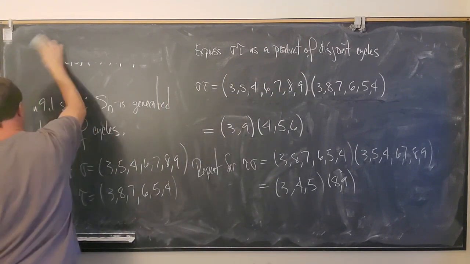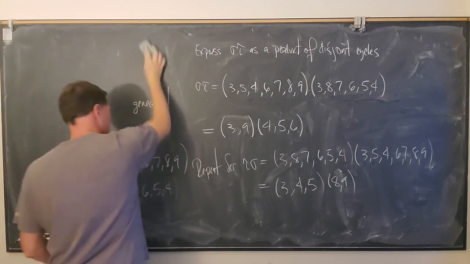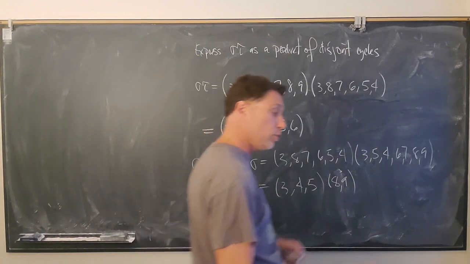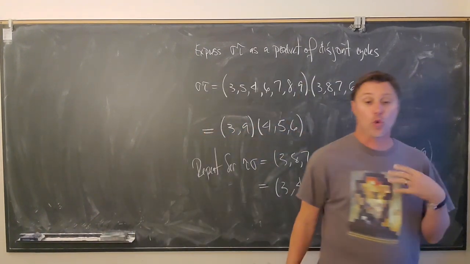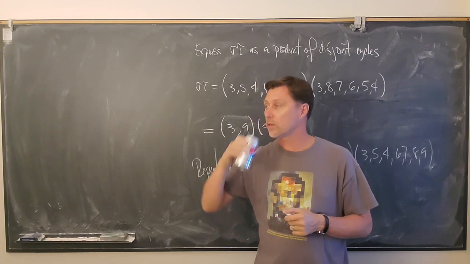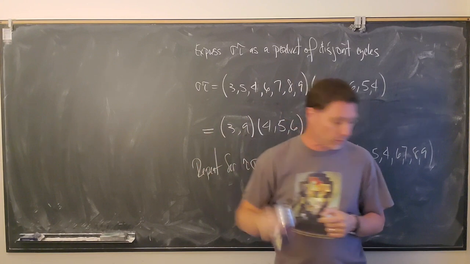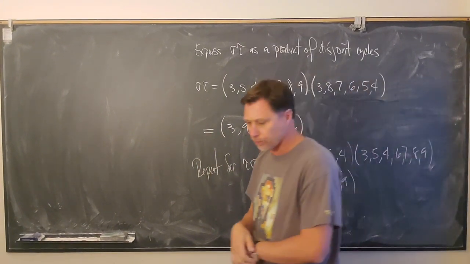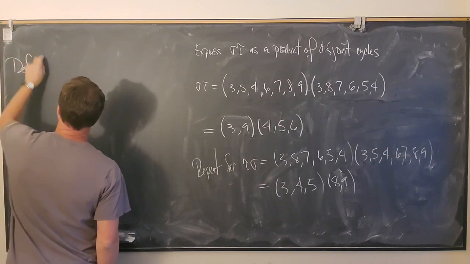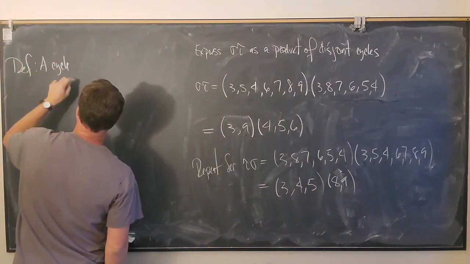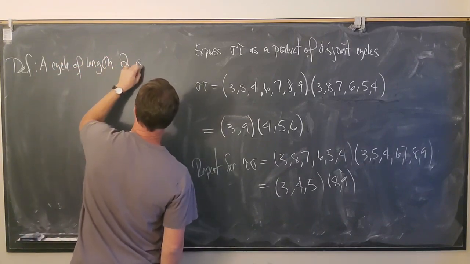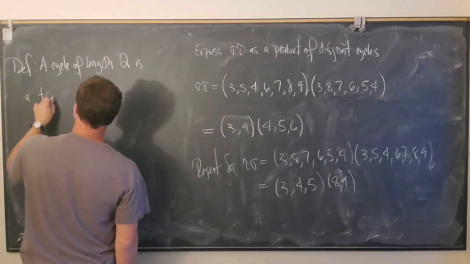Right, so you want to get familiar, do some practice problems with this, expressing any permutation by doing this little operation, just figuring out who goes where. You can always express your permutation as a product of disjoint cycles. Another definition. A cycle of length 2 is a transposition.